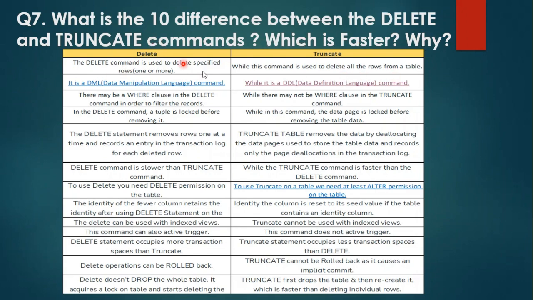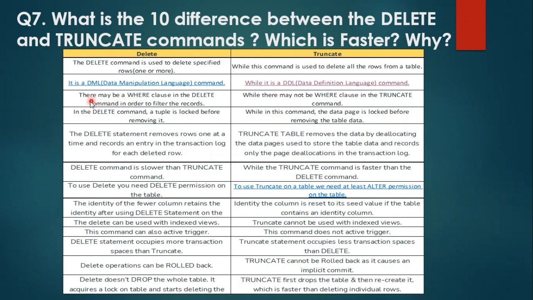Okay. So if you check the delete command, it is a DML command, data manipulation language. The truncate command is a DDL command, data definition language. When we use the delete command, it is used to delete a specific row or one or more records from the table, and the truncate command will delete all the rows from the table.